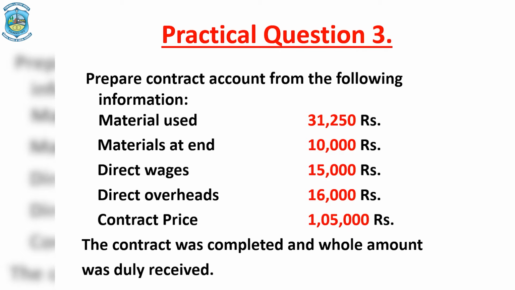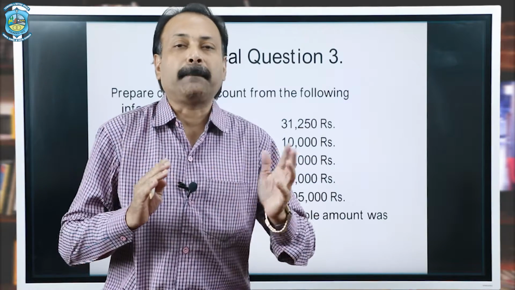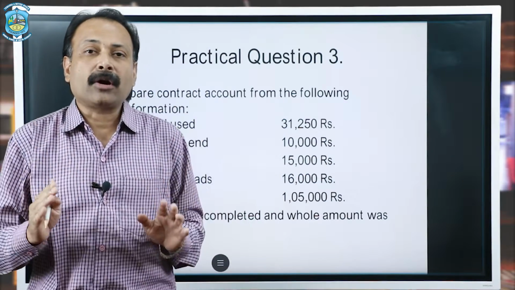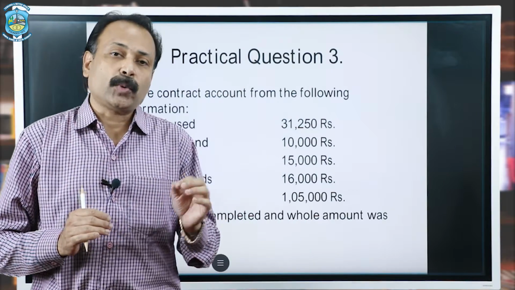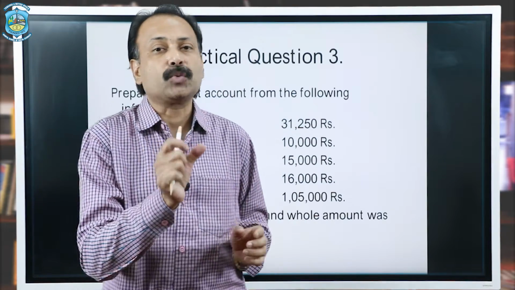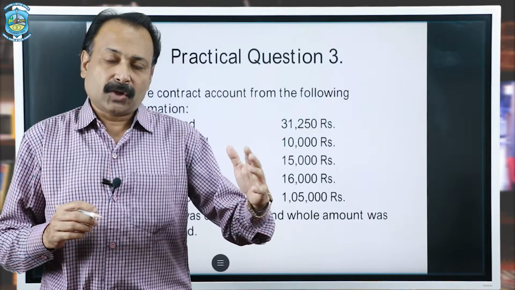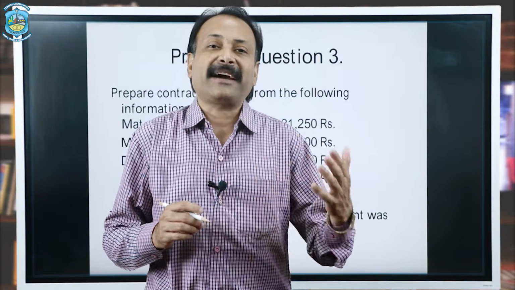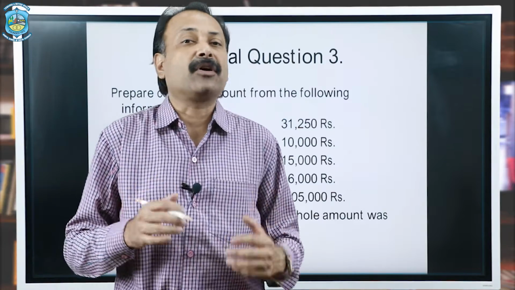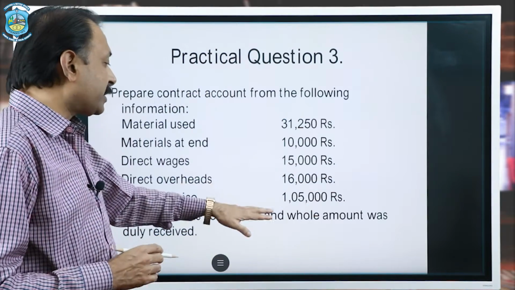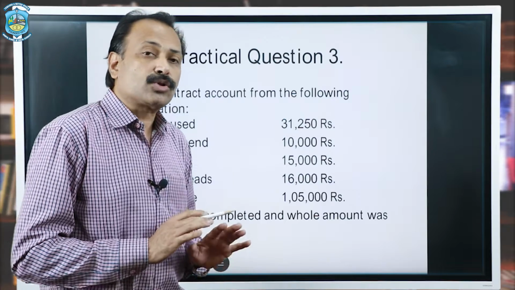That means, in the previous module I told you that we have 2 time periods. One, when the contract is completed in a year, within 12 months, that is, within the stipulated time period. Second, when the contract is going on. It may be for 2 years, 3 years, 5 years, 10 years, depending upon the length of the contract or the work involved. But in this question, the whole amount was duly received and the contract was also completed.